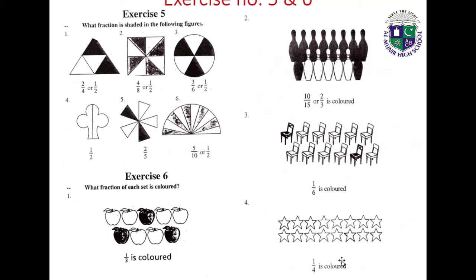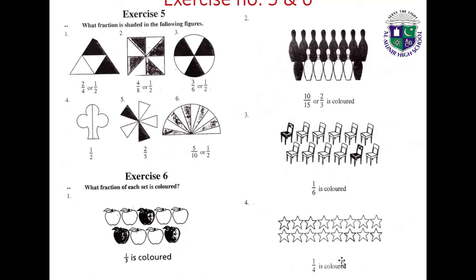Next exercise, exercise 5. What fraction is shaded in the following figure? Two over four or one by two. Four over eight or one by two. And three over six. Three ones are 3, three twos are 6, four ones are 4, four twos are 8, two ones are 2, two twos are 4.